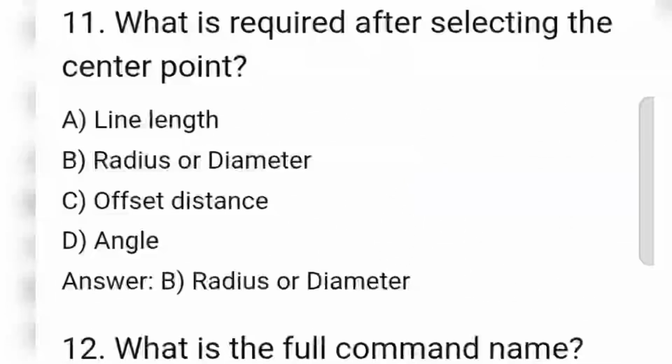Question number 11. What is required after selecting the center point while using circle command? A. Line length, B. Radius or diameter, option C. Offset distance, option D. Angle. Answer is B, radius or diameter. You draw the circle using radius or diameter after selecting the center point.